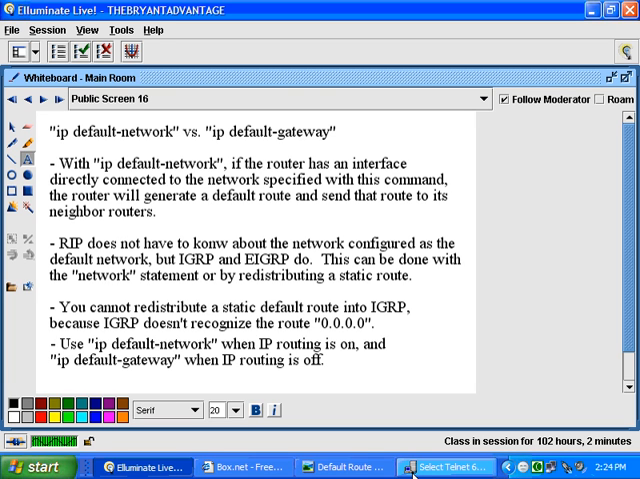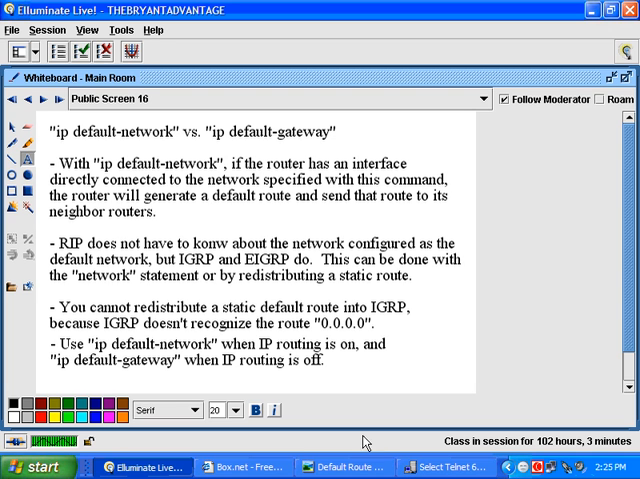So we're going to take a look at the basic facts here. First off, with ip default-network, if the router has an interface directly connected to the network specified with this command, then that router will generate a default route and send that route to its neighbor routers. May sound a little confusing at first. Hang in there. It gets better.